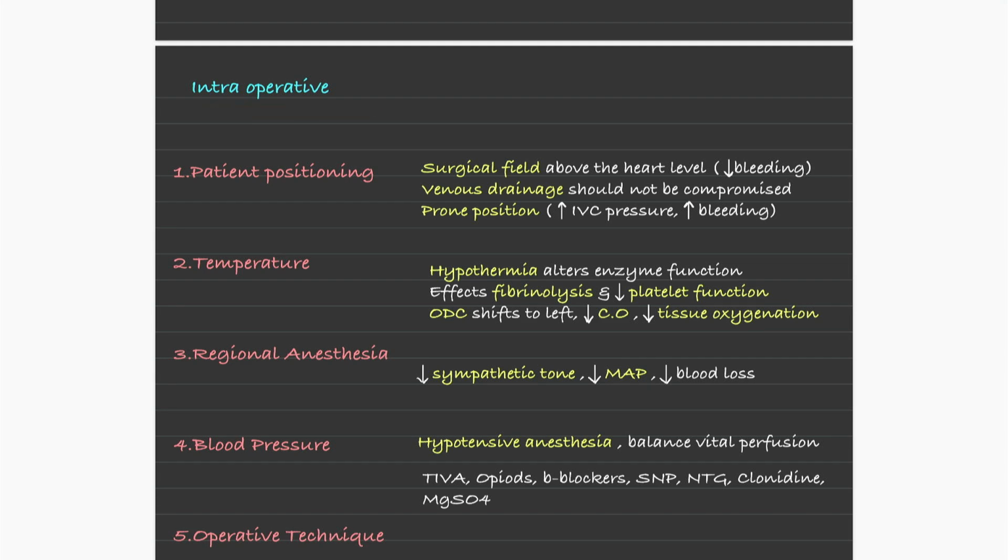So, patient positioning. Suppose this is the heart of the patient and the surgical field is here. The position of the surgical field above the heart leads to less bleeding. Venous drainage should not be compromised. Compromising venous drainage might lead to increased bleeding. Prone position increases IVC pressure and might increase blood loss.